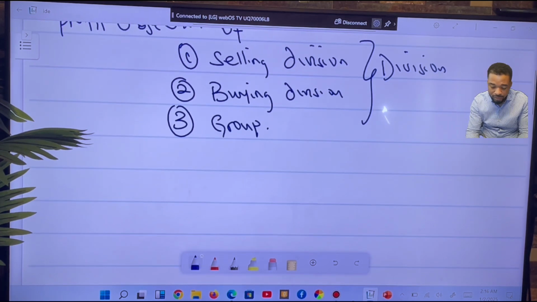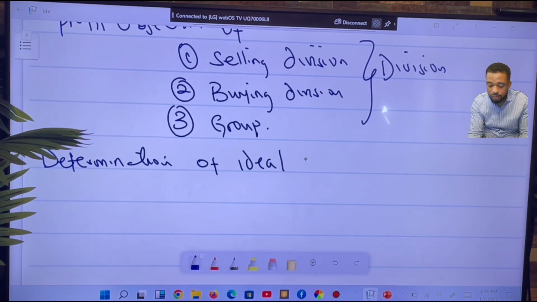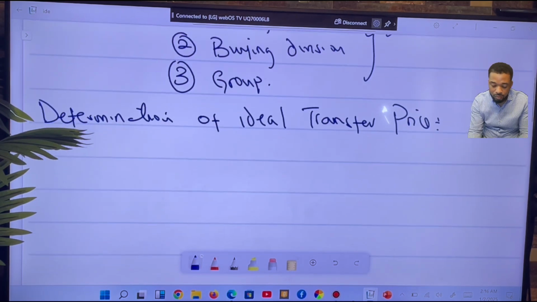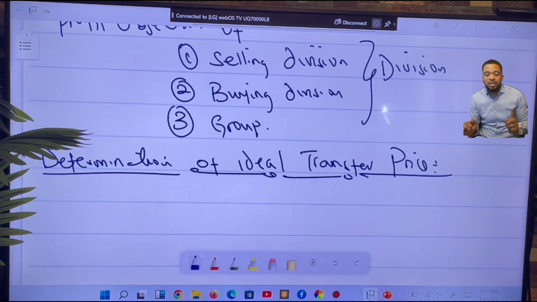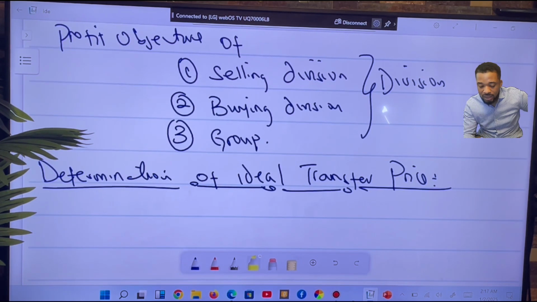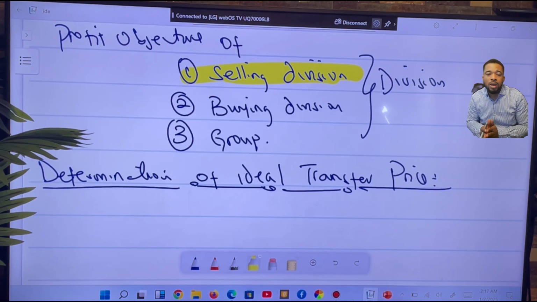So how do we determine this ideal transfer price? One trick here is to look at these three parties independently. If I want to determine the ideal transfer price for the selling division, I will forget that I have a buying division and also the group. All I'm looking at is the price that would be favorable to me as the one selling this product.